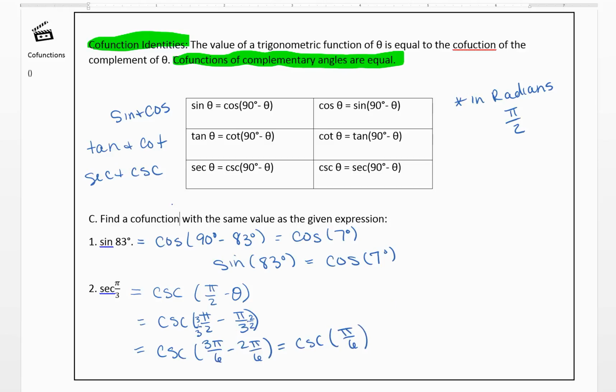So what this is telling us is that secant of pi over 3, whatever that value is, is equal to cosecant of pi over 6.